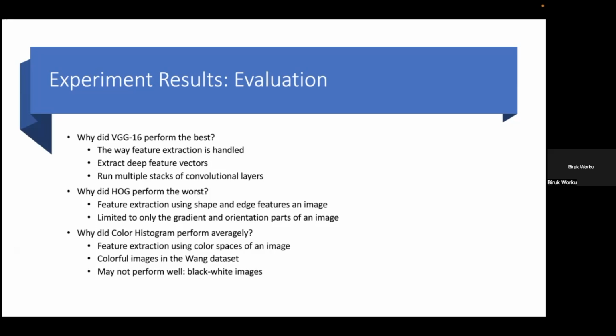Finally, why did color histogram perform intermediate? Color histogram uses the HSV color space of an image to extract image feature vectors. Due to the presence of colorful images in the Wang dataset, color histogram can perform better than HOG. On the other hand, if the image dataset were to contain only black and white images, color histogram may not perform as well. Next, Baruch will talk about the prototyped system.